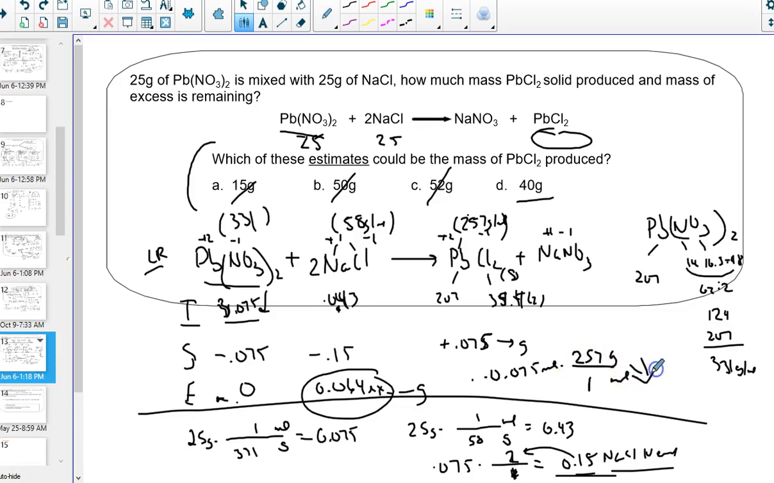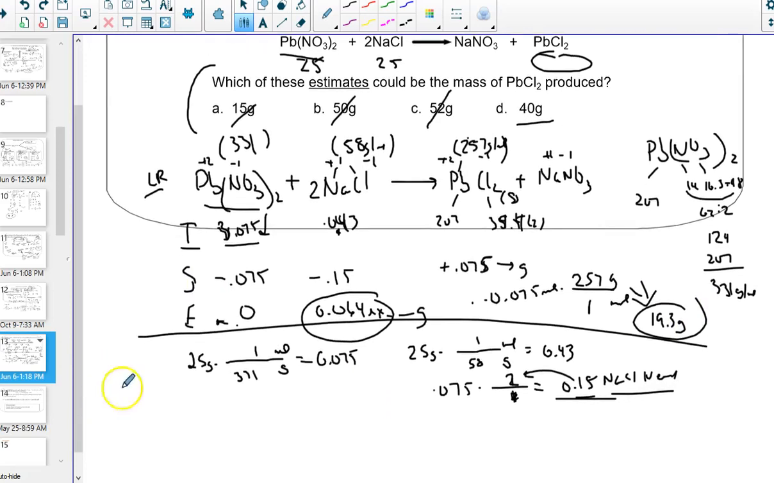So why did I catch it? Because I'm using my pencil, less in my head. In your head, it just goes away. 257 times 0.075 gives me 19.3. 19.3 grams. All right. And the last calculation we have here is just converting the excess to grams.